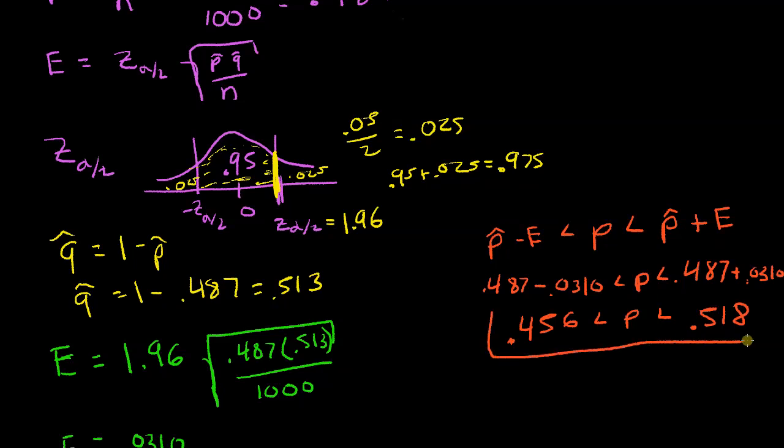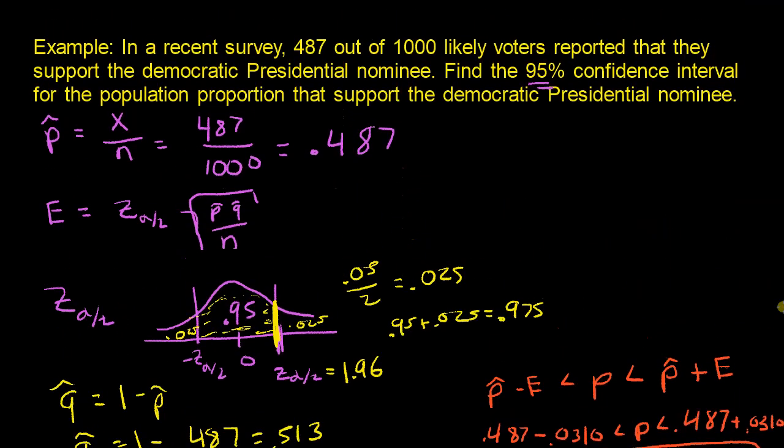Now if we had to interpret this confidence interval, this means that we are 95% confident that the proportion of likely voters that support the Democratic nominee is between 0.456 and 0.518. Now, does it appear that the Democratic nominee is going to win or lose the election? Does it appear that they are going to lose the election?